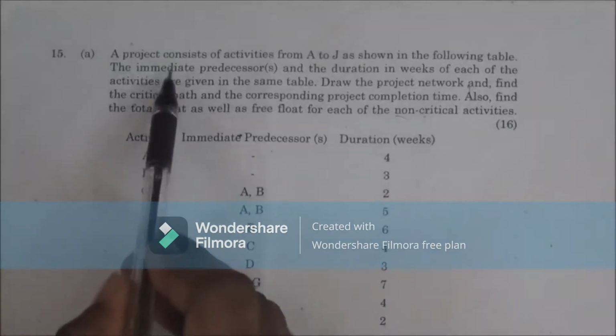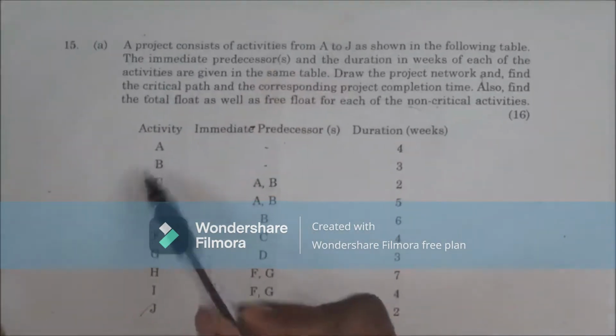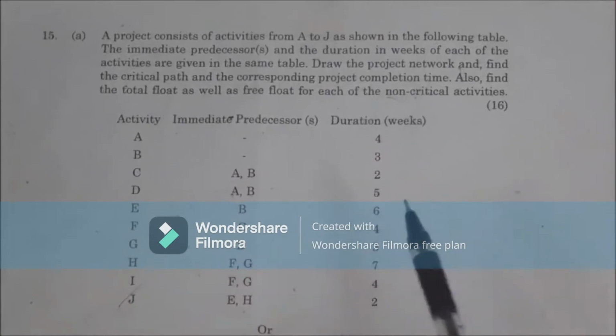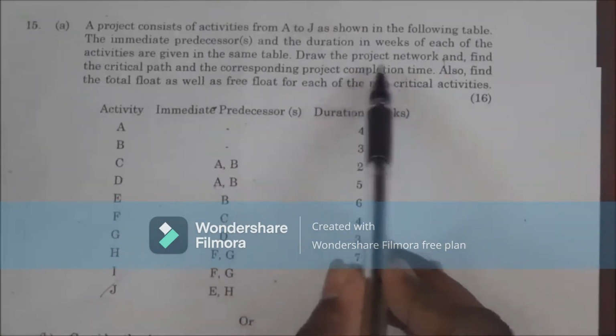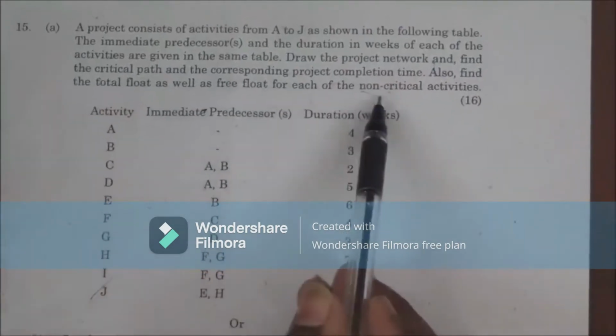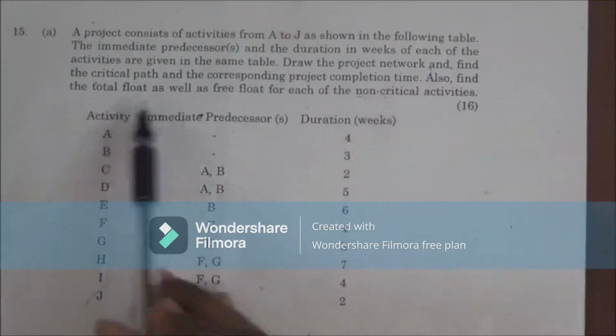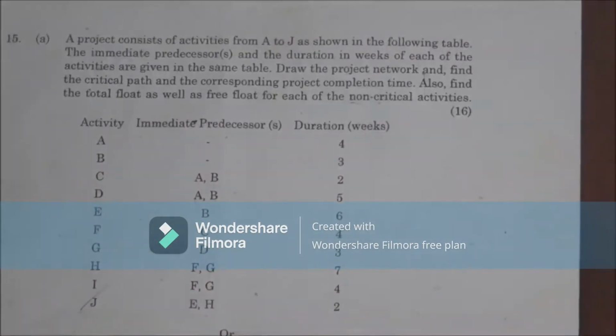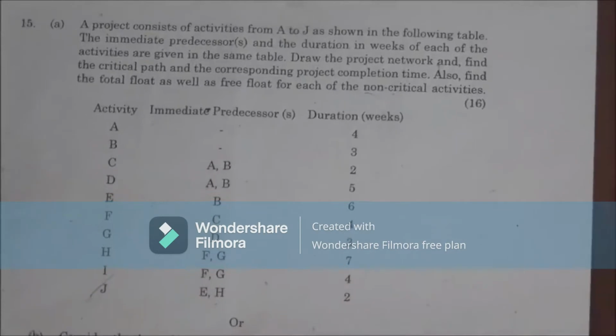Here we have a project consisting of activities from A to J with the immediate preceders along with the duration of the time. We have to draw the project network, and we have to find the critical path and the corresponding project completion time, along with the free float and the total float for the non-critical activities. Now let us draw the project network.